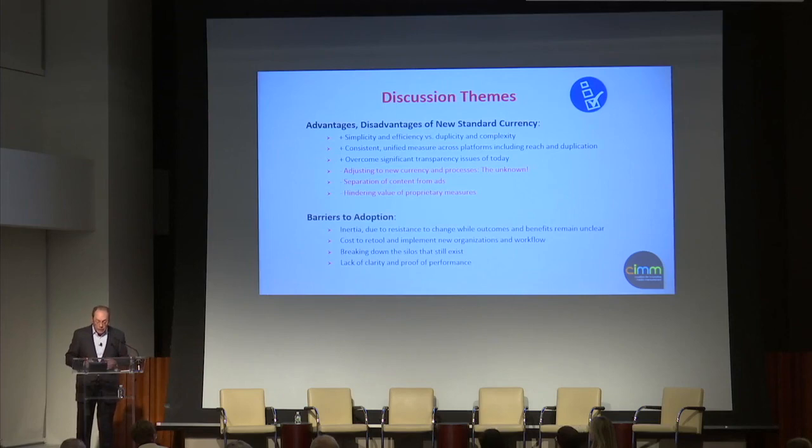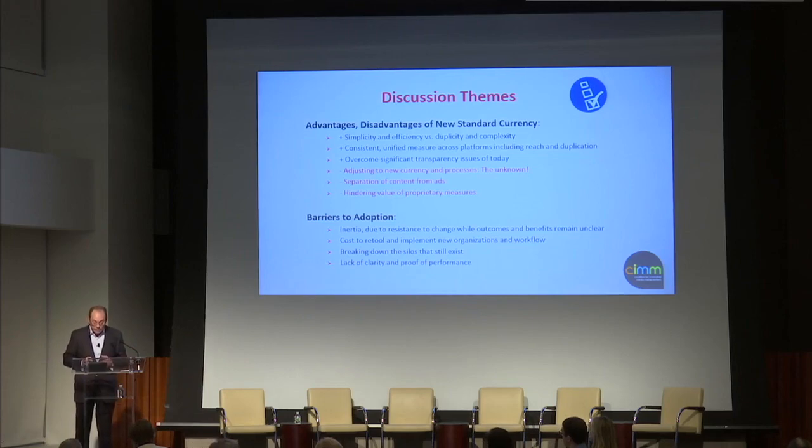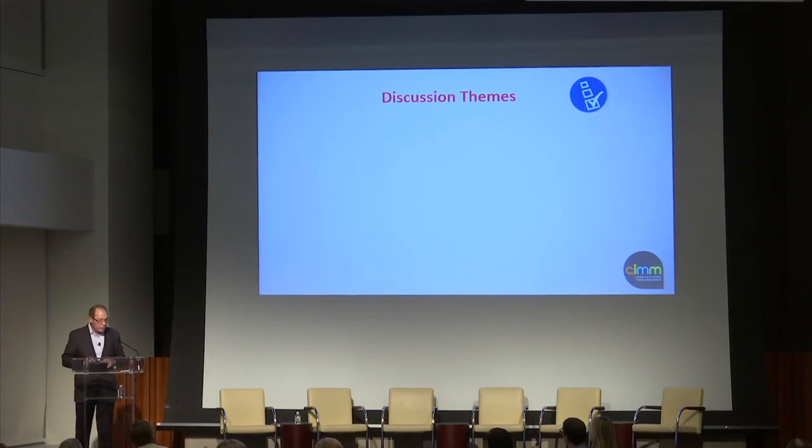And then barriers to adoption include inertia due to resistance to change while outcomes and benefits remain unclear, which means that in order to roll this out, outcomes and benefits have to be crystal clear. The cost to retool and implement new organizations and workflow, breaking down the silos that still exist within organizations in the linear and the nonlinear side, and then lack of clarity and proof of performance, all of which can be overcome.